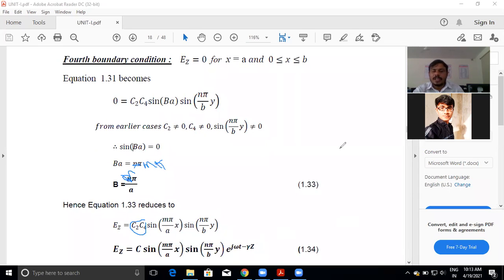Where you can say it's a time varying one, I'm adding here e power j omega t minus gamma into Z, where gamma is the propagation constant, wave propagation constant. So now our equation is Ez is equal to C into sine of m pi by A into X, sine of n pi by B into Y, e power j omega t minus gamma Z. So this is our Ez equation. Please note down up to this.